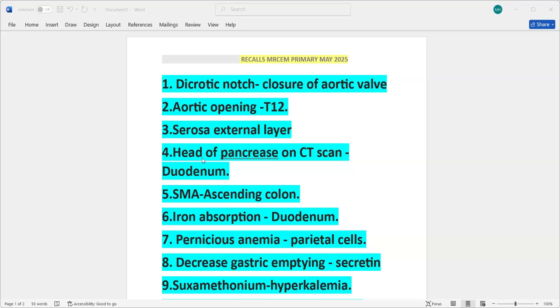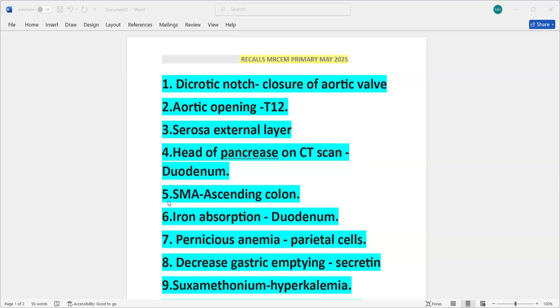There was another MCQ, number 4. There was a carcinoma in the head of pancreas. So on CT, which other structure is just adjacent to the head of pancreas? It is the duodenum. The second part of the duodenum is just adjacent to the head of pancreas. MCQ number 5, superior mesenteric artery. It was simple: which artery is giving supply to the ascending colon, that is the superior mesenteric artery.